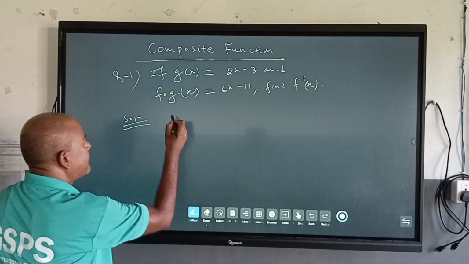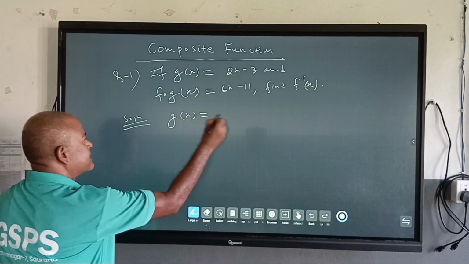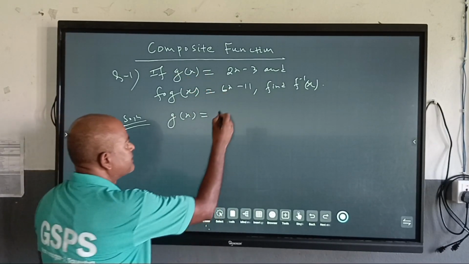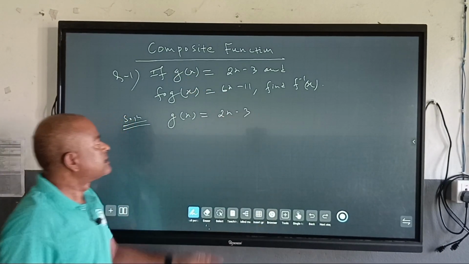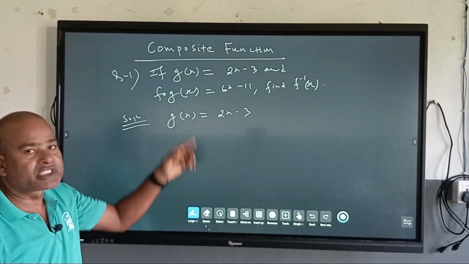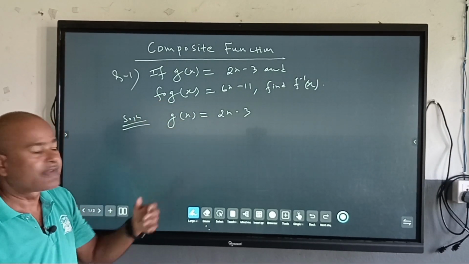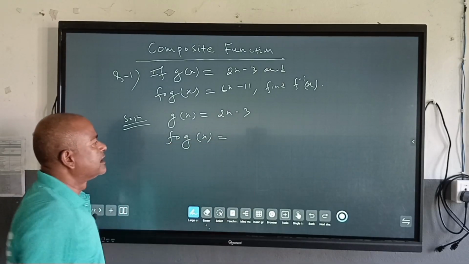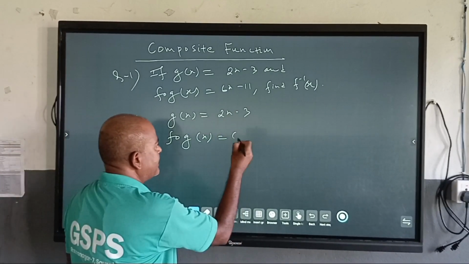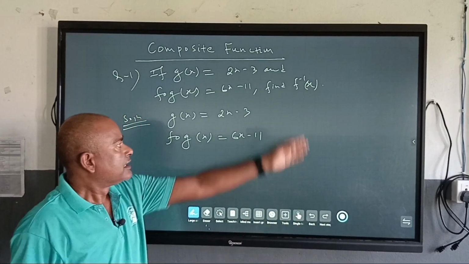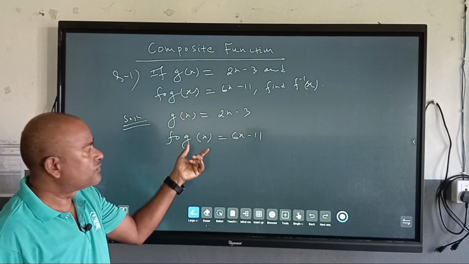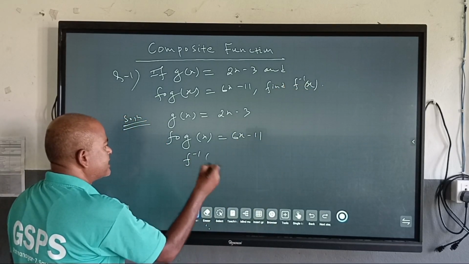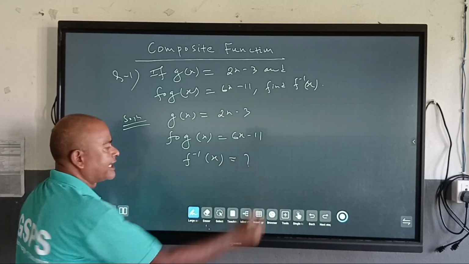Dear students, the first function is given as gx equals 2x minus 3 and the second function is the composite function of two functions f and g, which is f of gx equals 6x minus 11. Then by using these two functions we have to find out the new function, which is f inverse x.